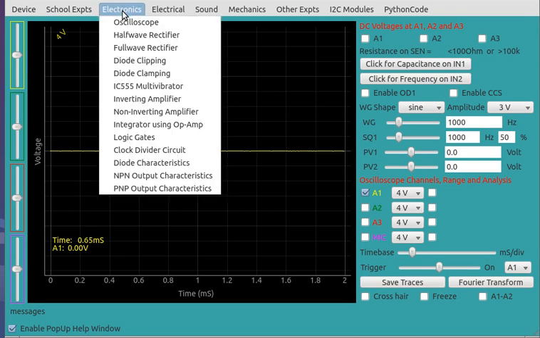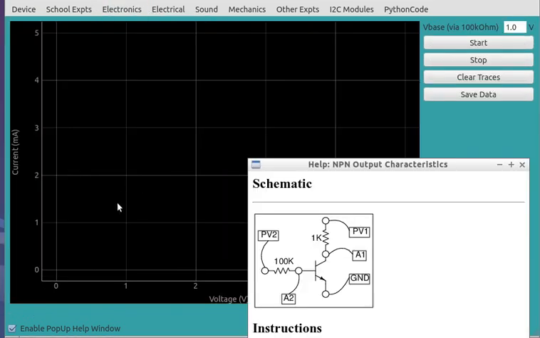Output characteristics of an NPN transistor in the common emitter configuration. So here our objective is to plot the collector voltage against the collector current for a given base current. So this is the kind of schematic we use.